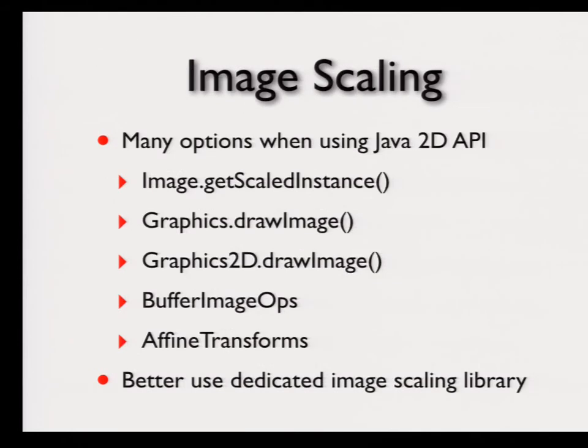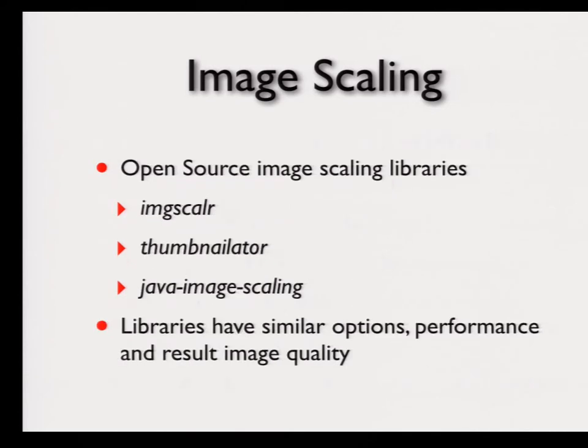So, having a look at image scaling. Image scaling is simple. I thought it's simple. When you look through the internet, you find many different methods how you could rescale an image, like getScaledInstance, BufferedImageOps, affine transforms. So I decided, okay, that looks really difficult. So I would like to stick to an open source, off-the-shelf library doing image scaling. What we did for this project, we evaluated three of them. It's Imgscalr, it's Thumbnailator, it's Java Image Scaling. And the good news is, they are basically the same. They have the same performance, they're basically delivering the same result with the same speed. So you can pick one if you like.